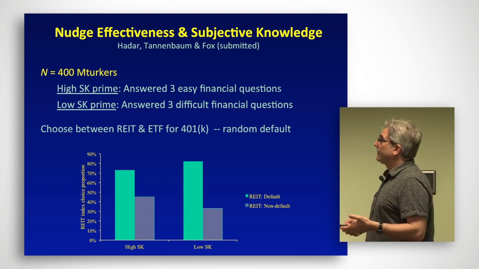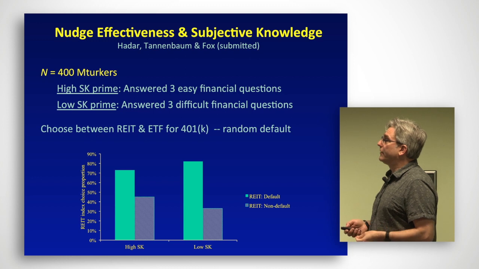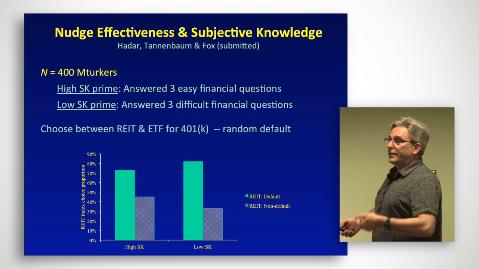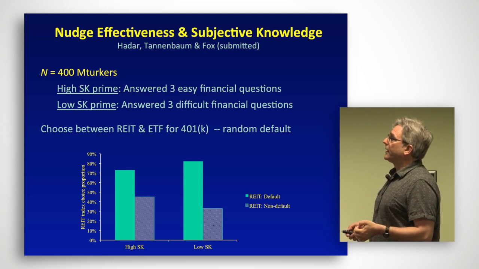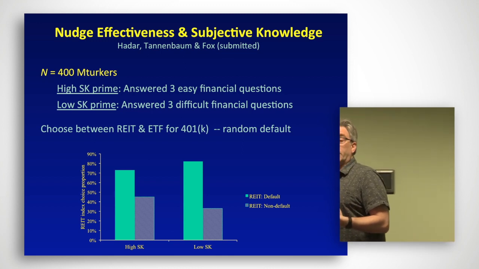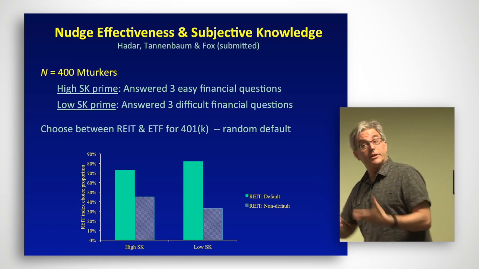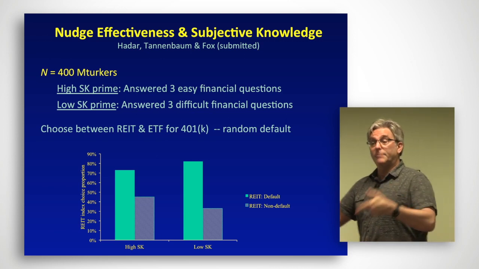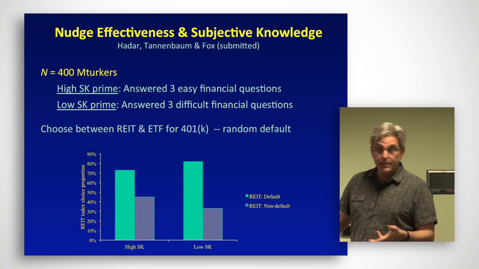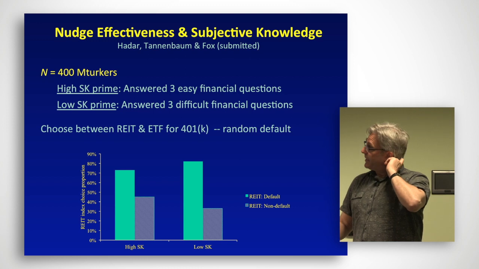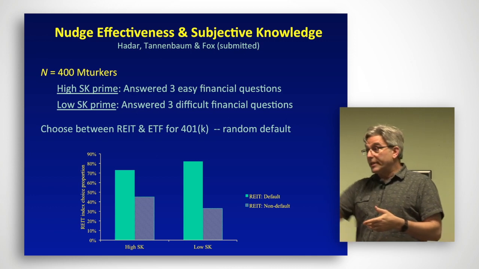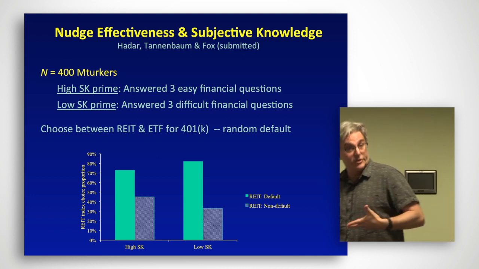This is a study that is part of a paper with Liat Hadar, former postdoc, and David Tannenbaum, who I mentioned before. What we did was we approached people on Amazon's Mechanical Turk, and we were looking at the effect of people's subjective level of knowledge, how confident they felt in their ability to choose, on how susceptible they would be to a choice architecture device, in this case defaults. Our hypothesis was that maybe people who felt more knowledgeable would be less susceptible. People who felt less knowledgeable would be looking for a cue, what to follow, and be more nudgeable.